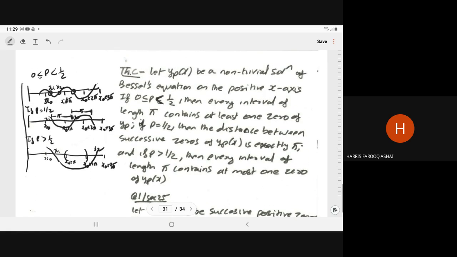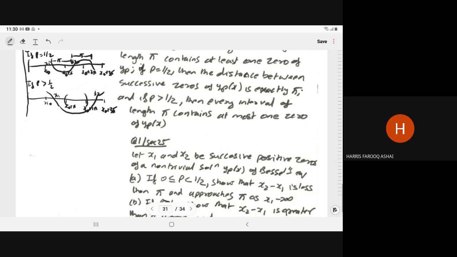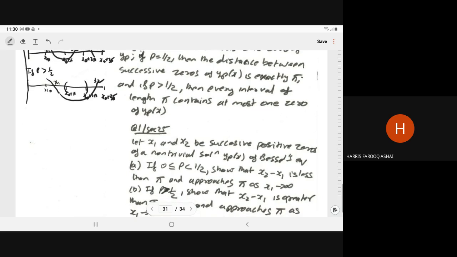Means they are saying that the length between this and this is less than pi. The length between consecutive zeros will be less than pi. So here we have the question. Is the question clear?